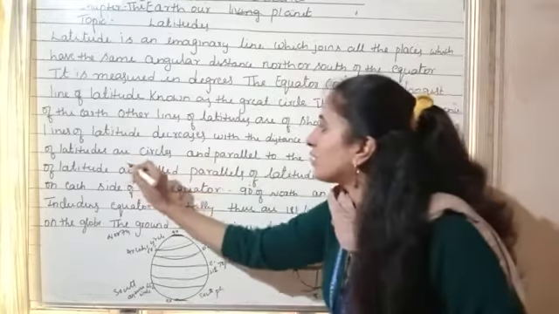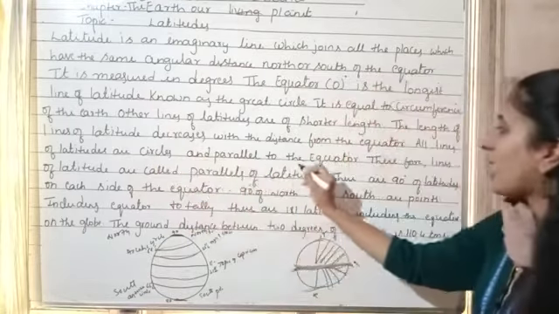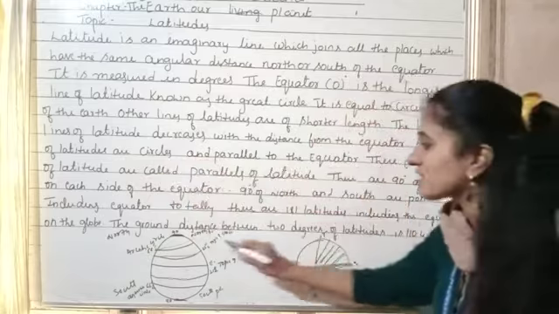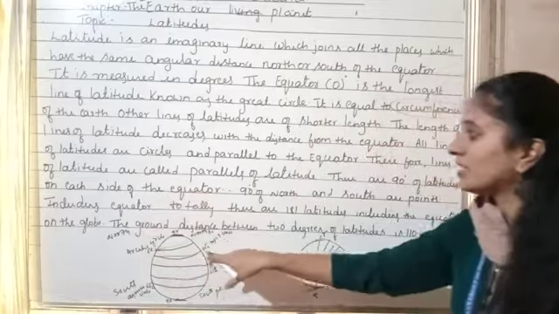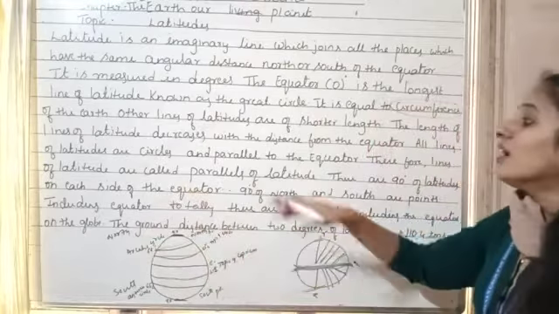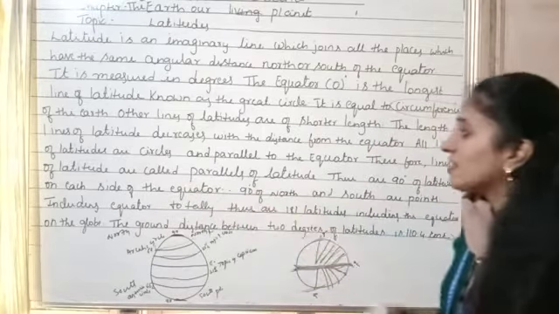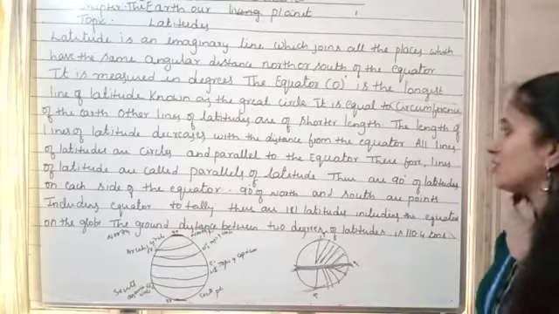All lines of latitude are circles parallel to the equator. Everything is parallel to the equator. All the latitude lines, whatever there are, are called parallels, also called parallels of latitude.